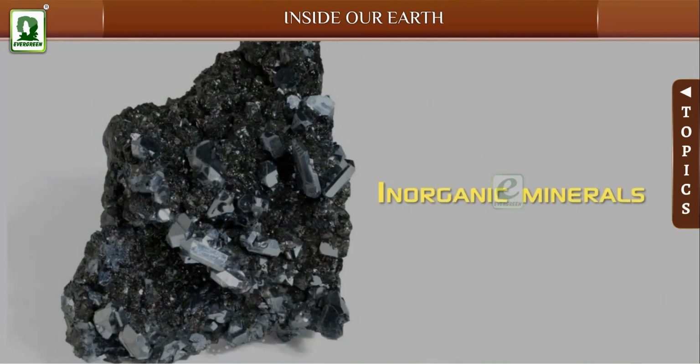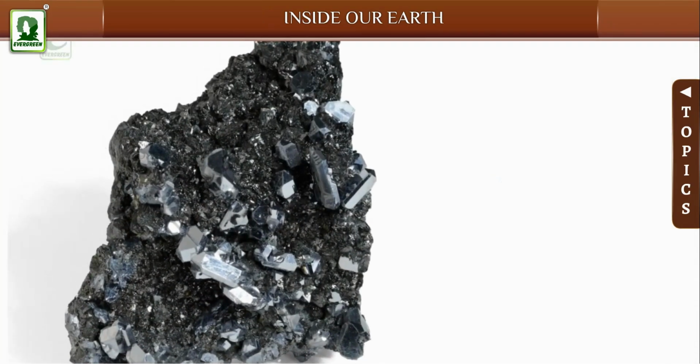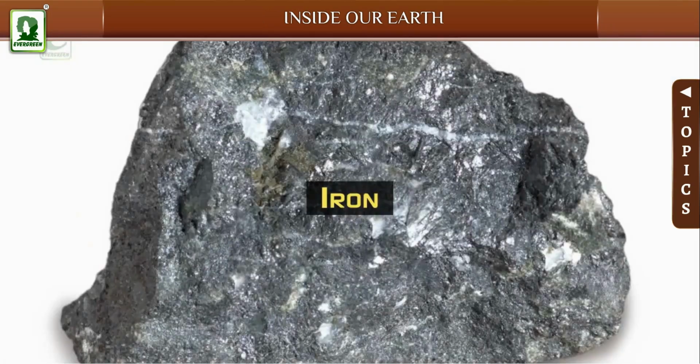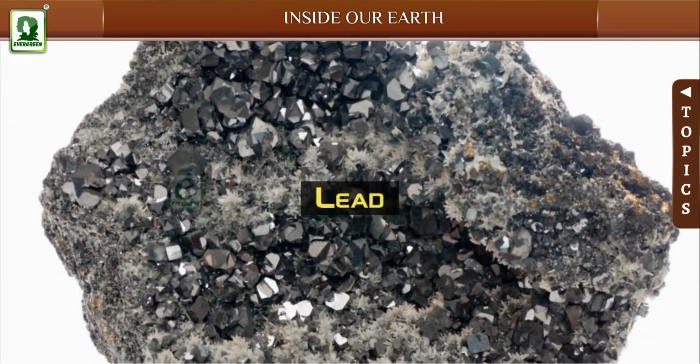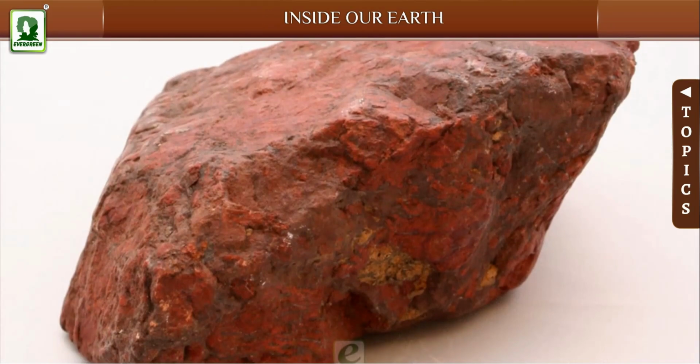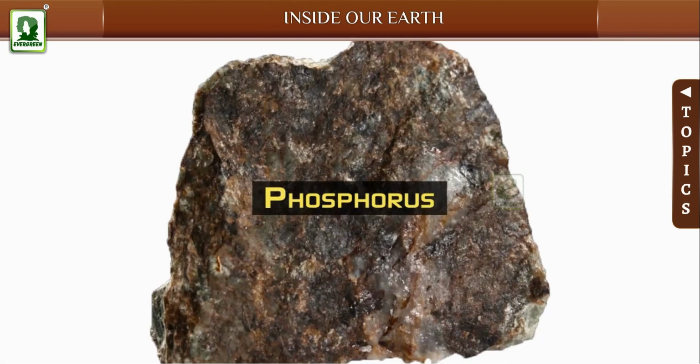Inorganic minerals. Metallic inorganic minerals include minerals like gold, silver, iron, aluminum, copper, lead, etc. Non-metallic inorganic minerals include sulfur, silicon, phosphorus.